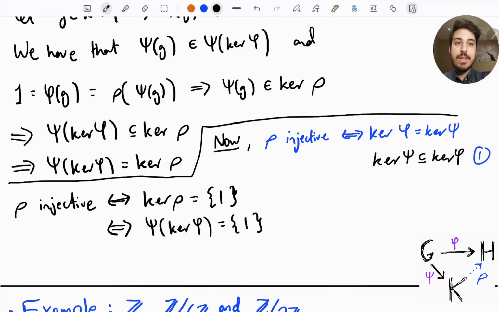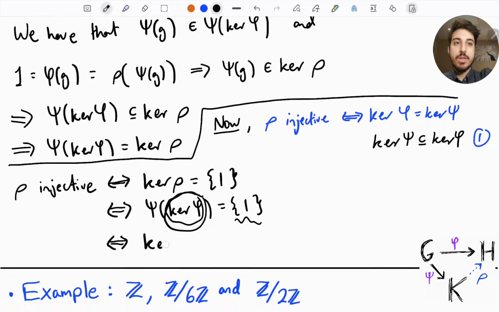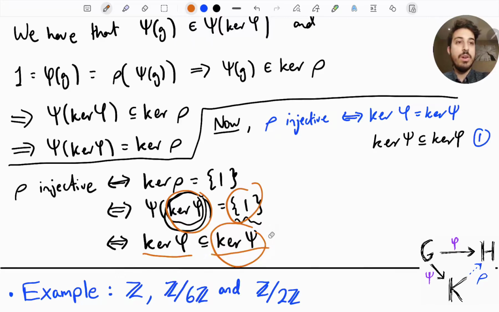So this means that psi sends all of these guys to the identity. That means all of these guys have to be some elements in the kernel of psi. So the kernel of phi has to be inside the kernel of psi. Because recall that the kernel of psi is what? It's all of the elements that send to the identity of psi. But we know that psi of these elements send to the identity, so these elements have to be inside the kernel of psi. Thus we have proven this inclusion.